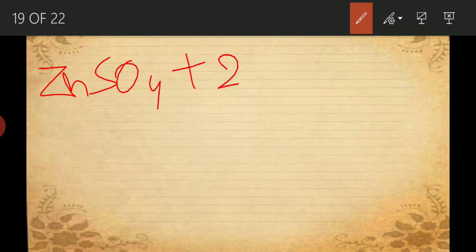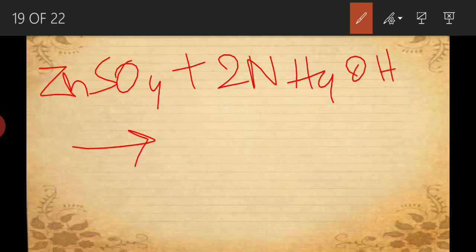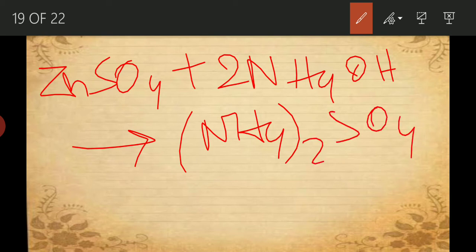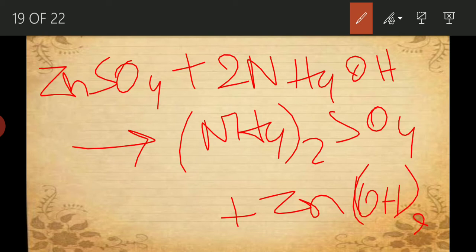Now comes the next, zinc. In case of zinc sulfate, when zinc sulfate reacts with ammonium hydroxide, it will form ammonium sulfate and zinc hydroxide. This much you know. Previously I told you zinc hydroxide is gelatinous white.